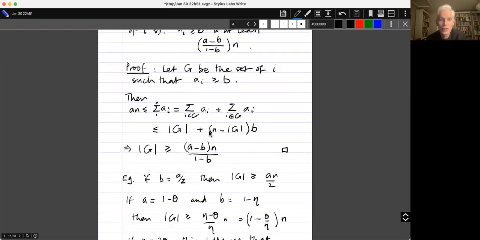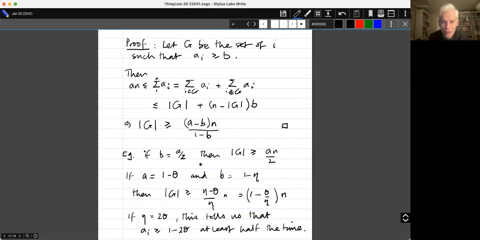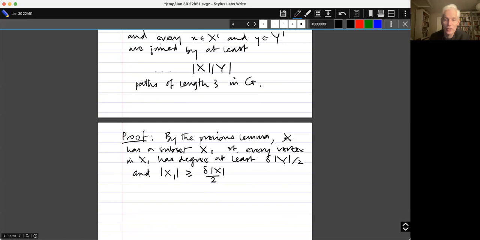So if you let n be the size of X and a1 up to an be the degrees of the various vertices in X, then from this lemma, and in particular from this first case of the lemma, we have that the average normalized degree is delta, so it means that we can find at least delta n over 2, or delta times the size of X over 2 vertices where the normalized degree is at least delta over 2, and that's exactly the same as saying that we can find a set of size at least delta X over 2 such that the minimum degree is at least delta Y over 2.